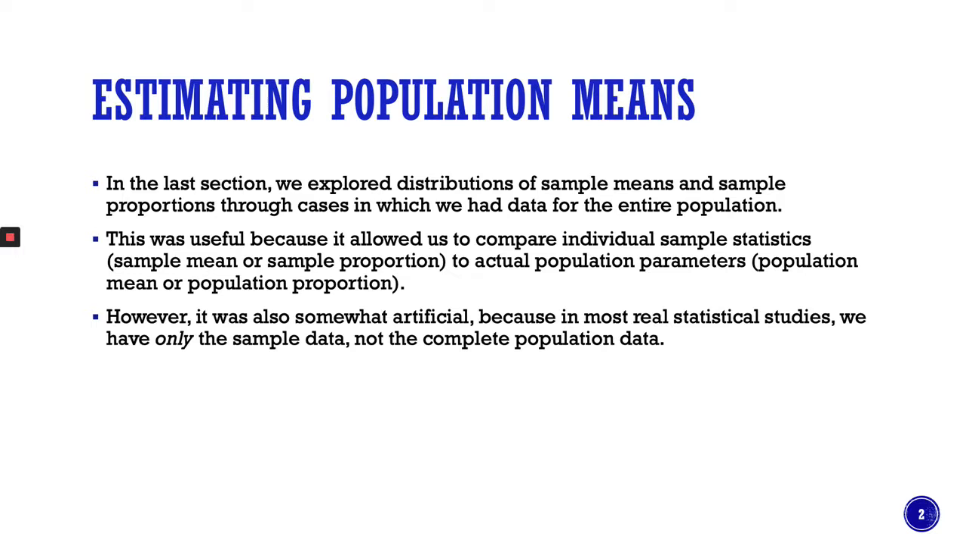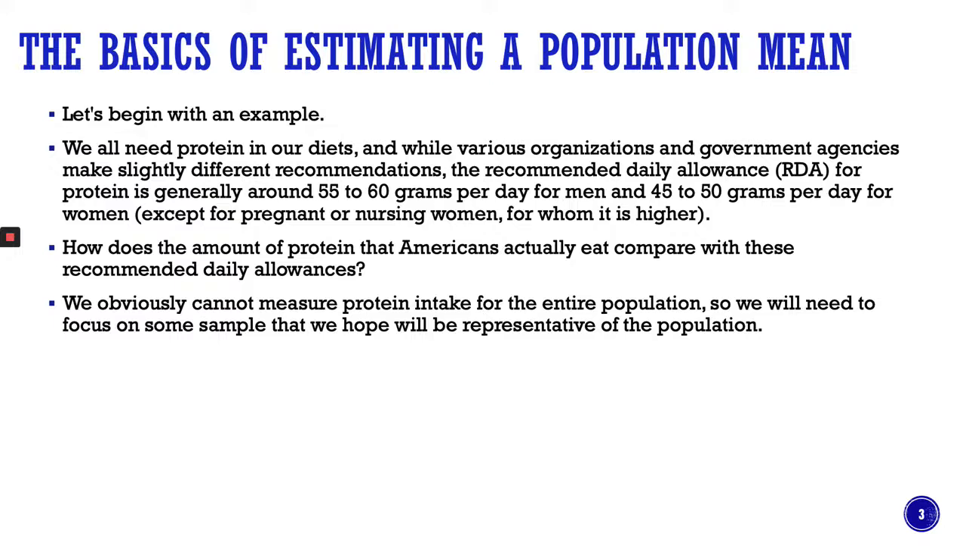However, it was also somewhat artificial because in most real statistical studies, we have only the sample data, not the complete population data. So let's begin with an example. We all need protein in our diets. And while various organizations and government agencies make slightly different recommendations, the recommended daily allowance for protein is generally around 55 to 60 grams per day for men and 45 to 50 grams per day for women.